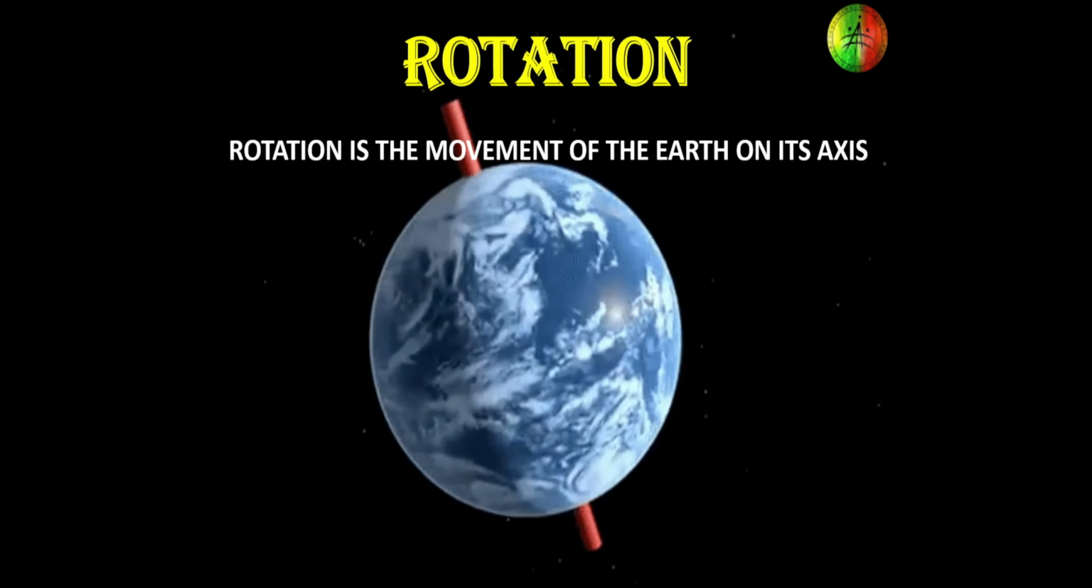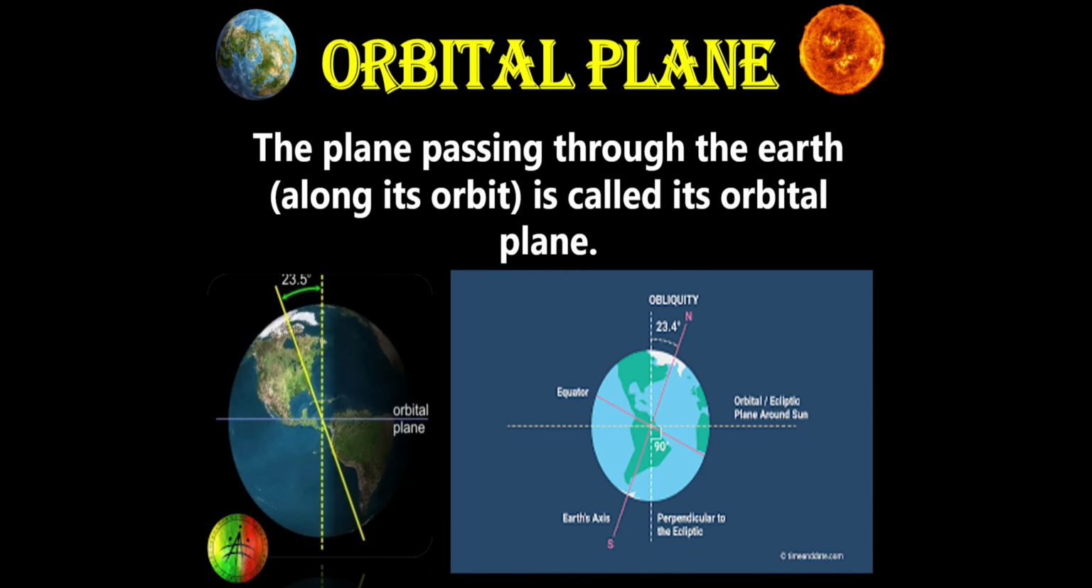Besides these terms, there are some other terms to be understood. They are orbit, orbital plane, and circle of illumination. So let's see first what an orbit is. Orbit: the imaginary line on which the Earth moves around the Sun is called its orbit. Orbital plane: the plane passing through the Earth along its orbit is called the orbital plane.